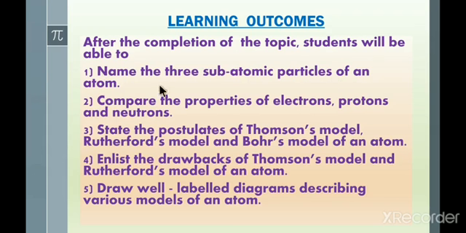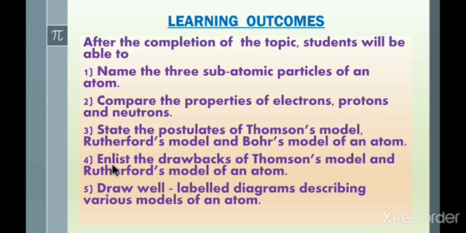Learning outcomes. After the completion of the topic, students, you will be able to: number 1, name the 3 subatomic particles of an atom, which are electron, proton and neutron. Number 2, compare the properties of electrons, protons and neutrons on the basis of their relative mass, charge and location inside the atom.